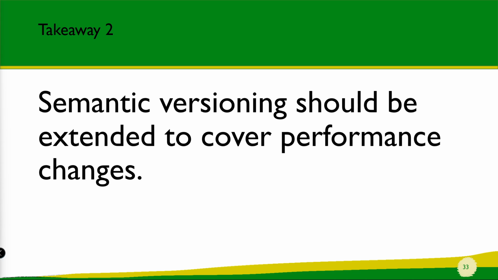Also, at the time of writing this paper, the types of changes that are allowed by the semantic versioning principle do not cover performance. Performance is increasingly important for software and it's considered the new correctness. We believe that it's a missed opportunity that changes to the performance are not covered by semantic versioning. So we recommend that semantic versioning should be extended to cover performance changes.